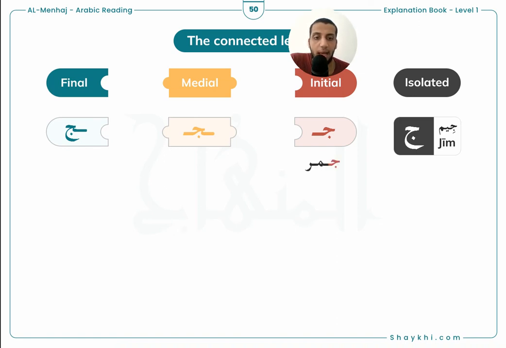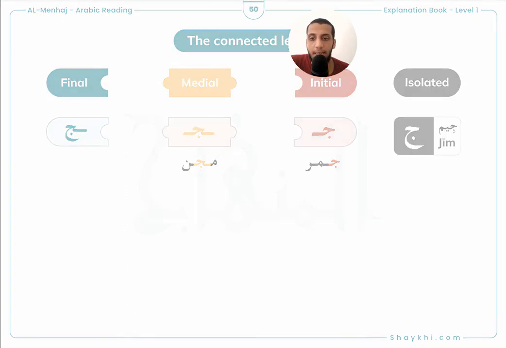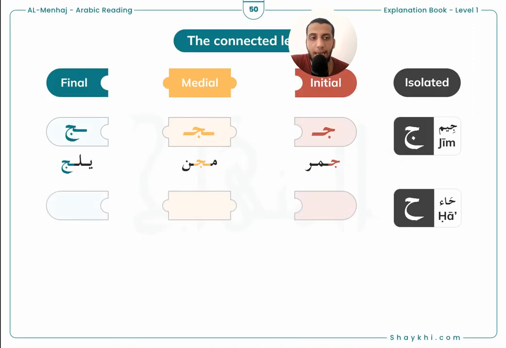Let's take an example first. The word Jamr. This is an example of the initial form. The next one is this word. This is the middle form of letter Jim, and lastly, the last word of letter Jim, which is this form, as this example says.